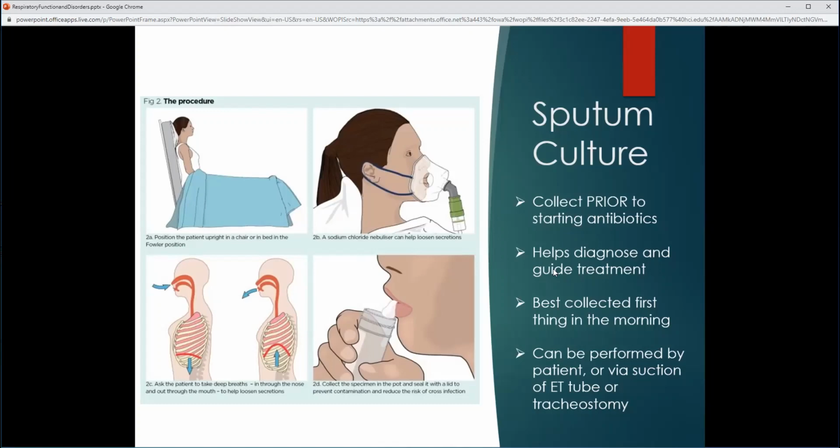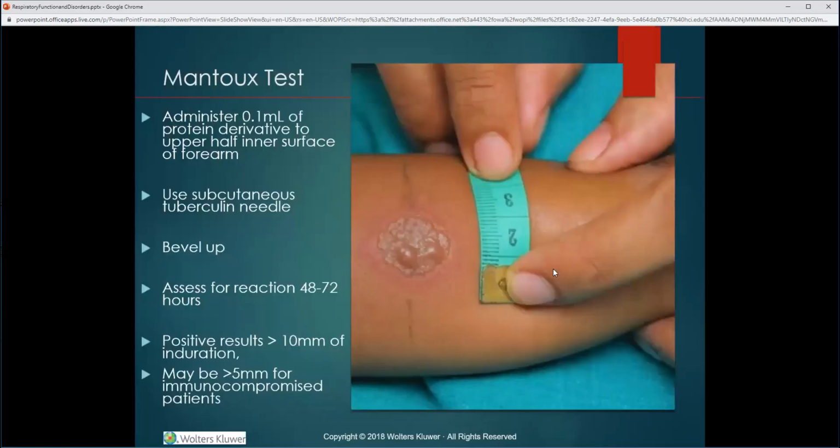Sputum cultures are best collected in the morning, same with the urine, right? In the morning, you've been resting, you haven't eaten or drunk anything to throw results off, so the best results come first thing in the morning. You may need to give them a nebulizer to loosen up secretions, or have them drink some water. But you want to get it before they eat and drink, first thing in the morning. You can tell them to just cough and spit in the cup, or if you have to suction them, like if they're intubated.